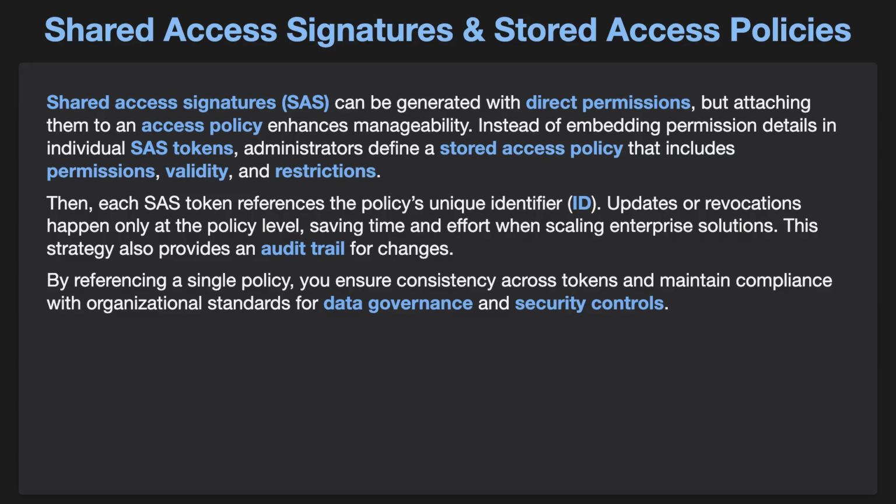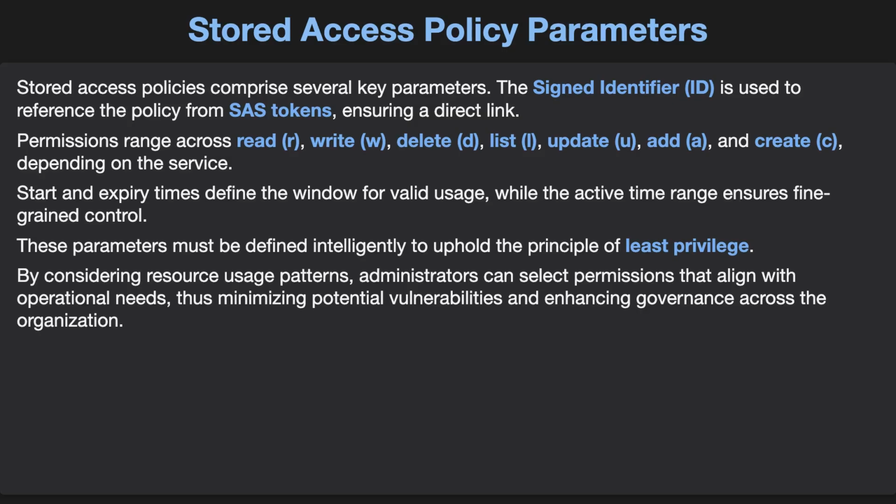By referencing a single policy, you ensure consistency across tokens and maintain compliance with organizational standards for data governance and security controls. Stored access policies comprise several key parameters. The signed identifier, ID, is used to reference the policy from SAS tokens, ensuring a direct link. Permissions range across read, R, write, W, delete, D, list, L, update, U, add, and create, C, depending on the service. Start and expiry times define the window for valid usage, while the active time range ensures fine-grained control.